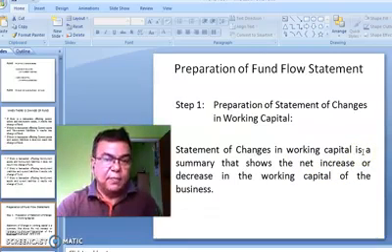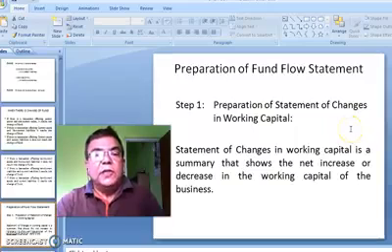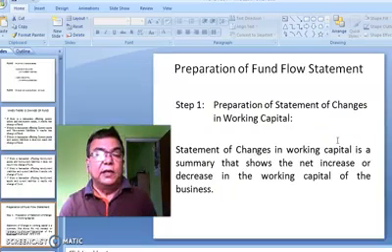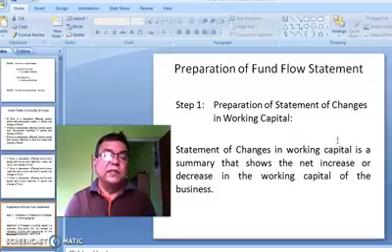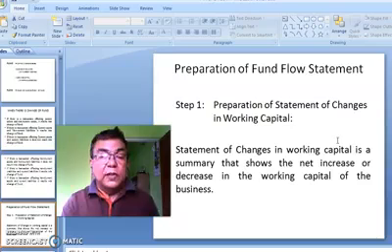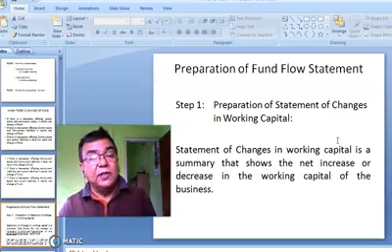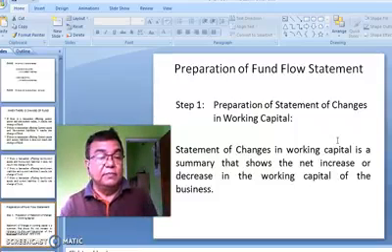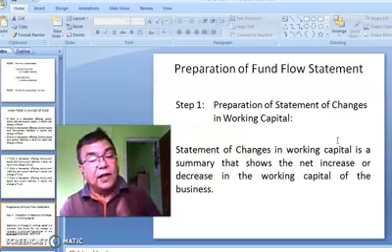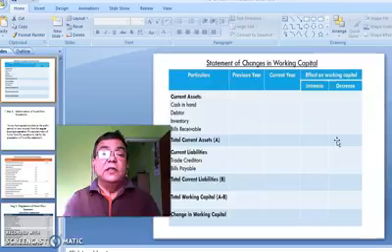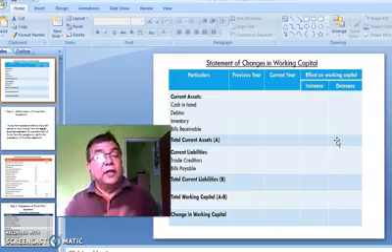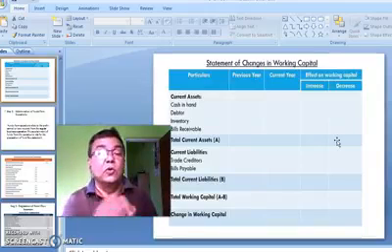Before preparation of the fund flow statement, the statement of changes in working capital is to be prepared. The statement of changes in working capital is a summary that shows the net increase or decrease in working capital of the business. Working capital means current assets minus current liabilities. So, current assets of the previous year and current year, and current liabilities of the previous year and current year. This statement shows the amount of working capital increased or decreased in the current year in comparison to last year.